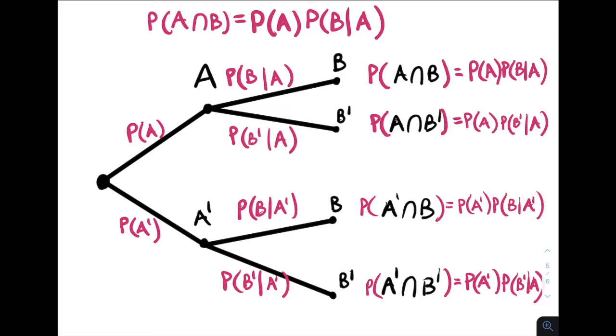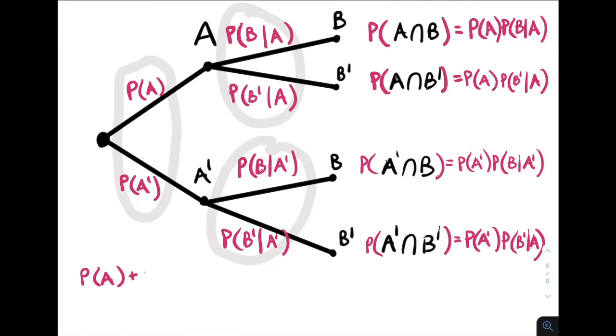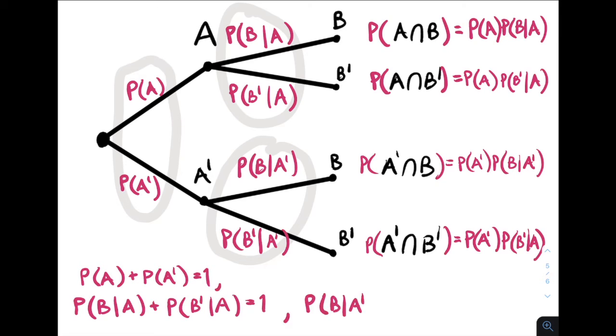We also have that all the events branching off from a single node sum to 1. So of course the probability of A plus the probability of not A is 1, but less obvious, the probability of B given A plus the probability of B complement given A is also 1. These relations allow us to fill in an empty table with very little information provided.